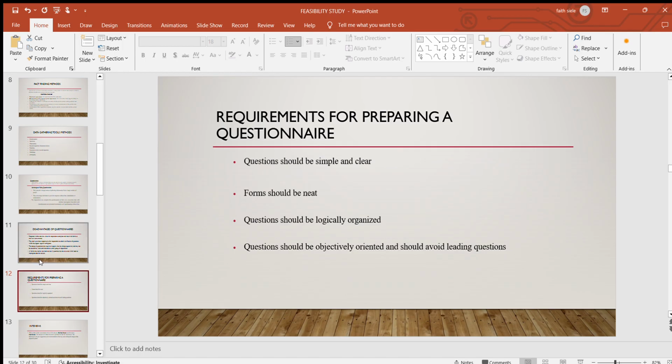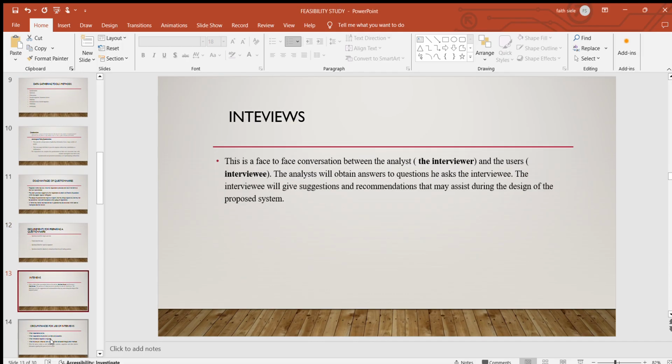So let us also look at our second method of data collection, which is interviews. When we talk about interviews, this is a face-to-face conversation between the analyst, that is the interviewer, and the users, which is the interviewee. So the analyst will obtain answers to questions he asks the interviewee. The interviewee will also give suggestions or recommendations which may assist during the design of the proposed system.